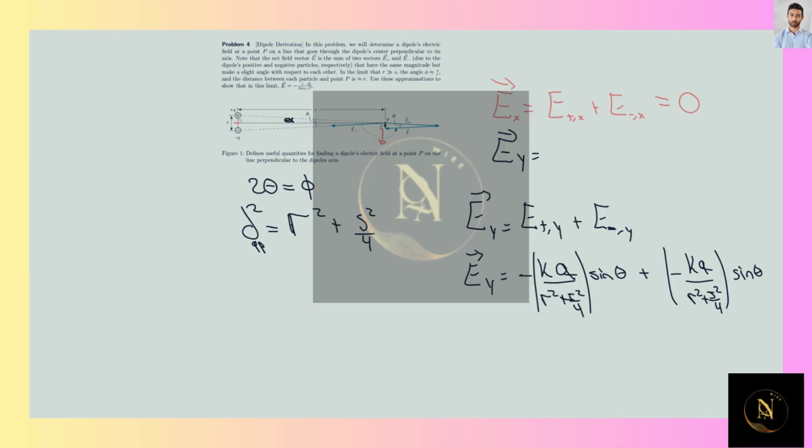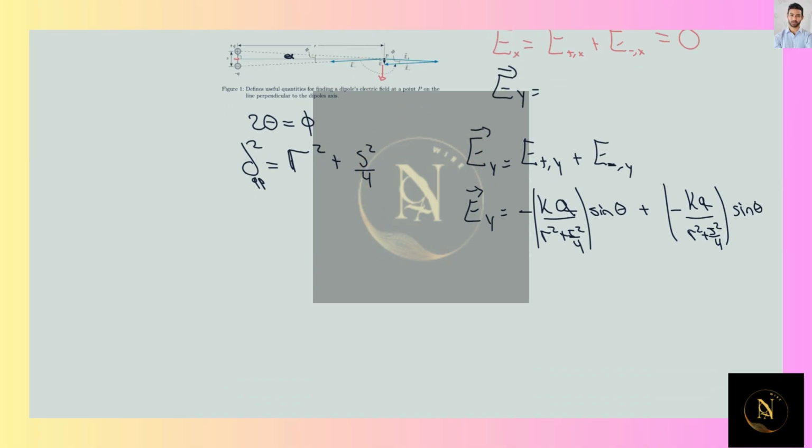In this case, the minus comes from different parts. In the first scenario, the minus comes from the repulsion that we're going to get, and in the second case, it comes from the attraction interaction that goes in this direction. So now we know that the electric field on y would be equal to minus 2 times kq divided by r squared plus s squared over 4, times the sine of theta.